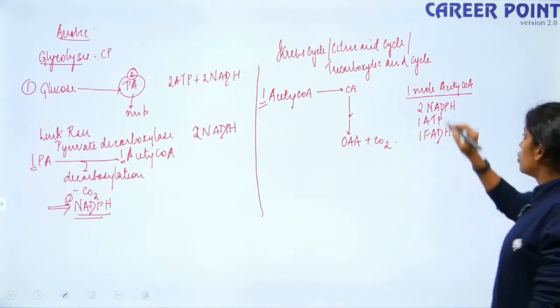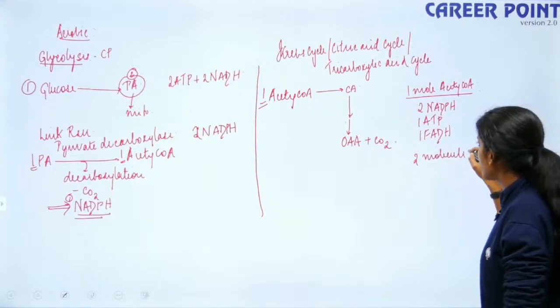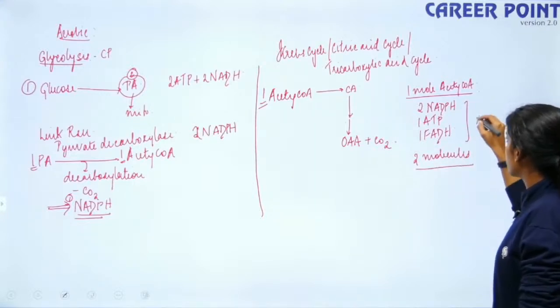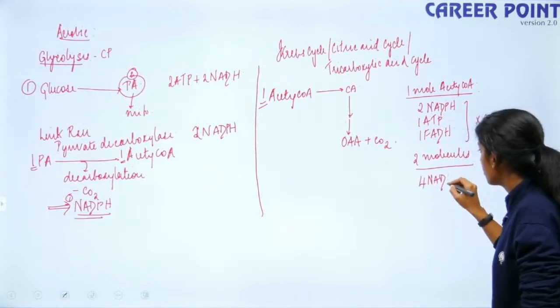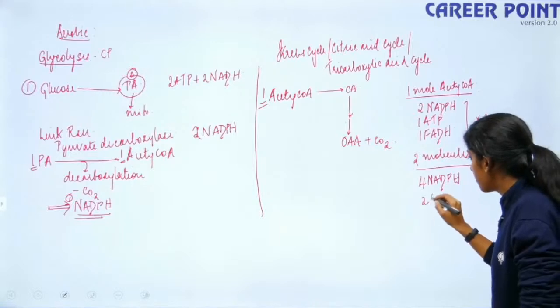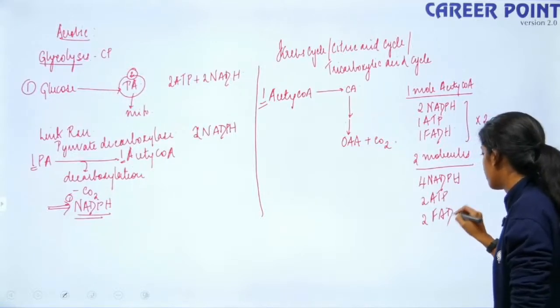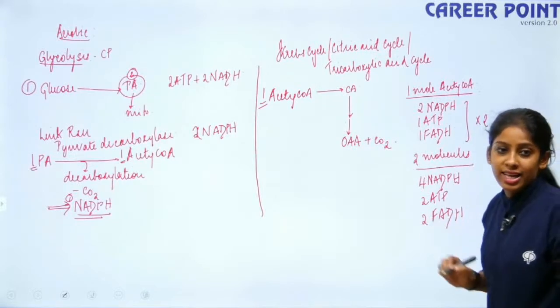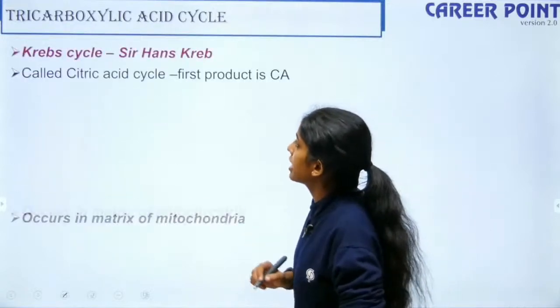Okay? Yes? So now for 2 molecules of acetyl-CoA, what is my turnover? This into 2. So it will be 6 NADH, 2 ATP, 2 FADH2. Right? So this is at the end of your Krebs cycle. Fine. So this is your tricarboxylic cycle.